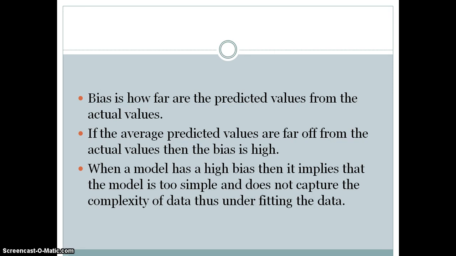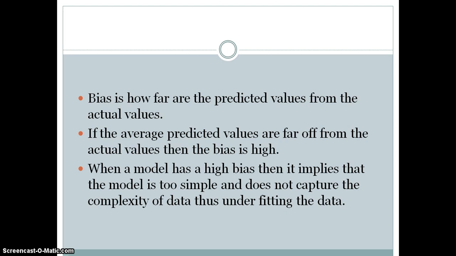So when a model has a high bias, it implies that the model is too simple, since the predicted values are too far away from the actual value. It is too simple and it is not capturing the complexity of the data, or the pattern or relationship among the data. So underfitting is caused because of high bias. High bias causes underfitting of data, that is, it is difficult to understand the complexity of the data.